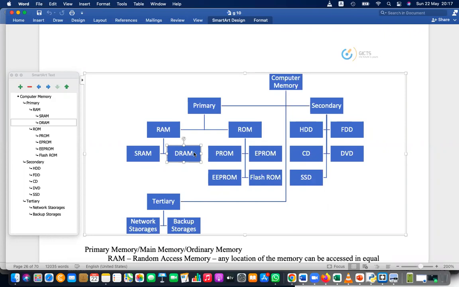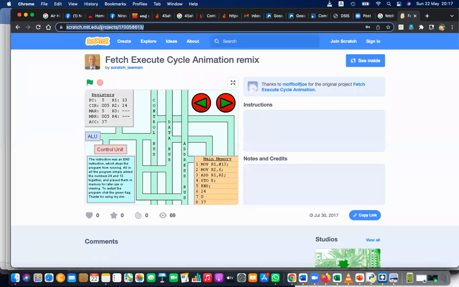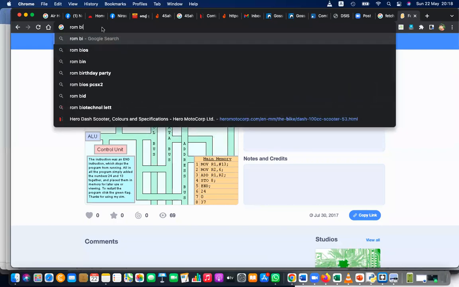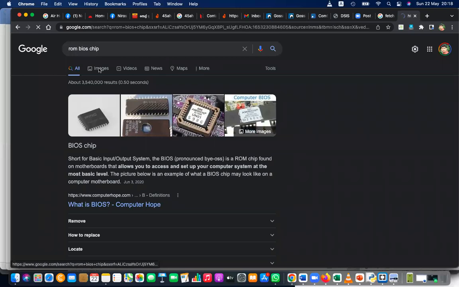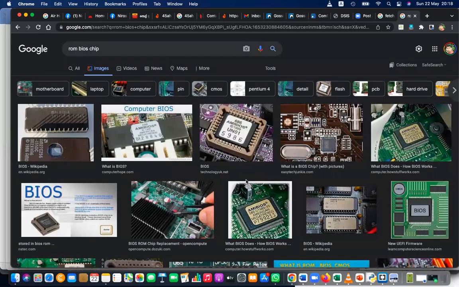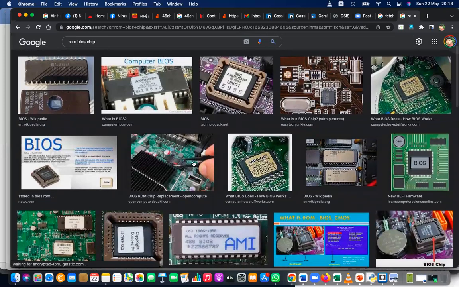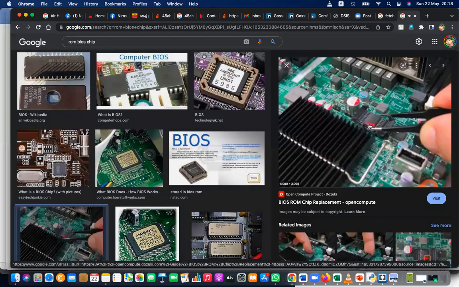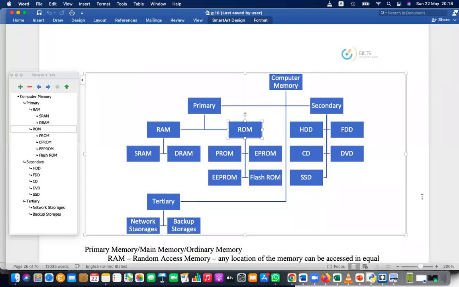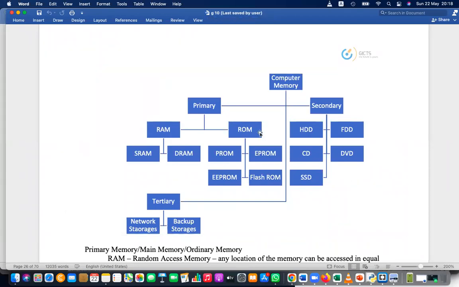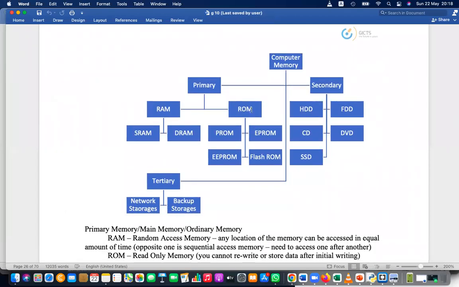And ROM types. There are different ROM types. The next category, ROM, is the memory in the motherboard. So this is the ROM BIOS chip. That is a small chip in the motherboard. You can see it's a very small, tiny chip, but this is also a memory in the motherboard. Things stored here are stored by the manufacturer.